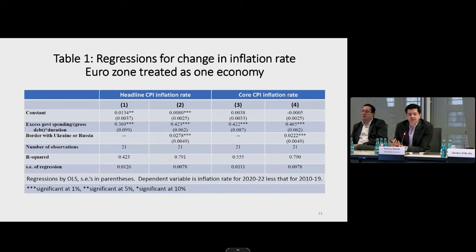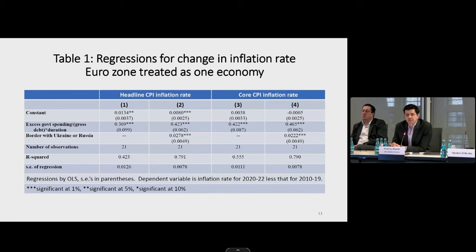So here, essentially, what we are doing, we are regressing the change in inflation post and pre-COVID on the size of the fiscal stimulus rescaled by the amount of outstanding debt and the maturity structure and the average maturity for each country. In the first two columns, you have headline inflation. In the third and fourth, you have core inflation. In column two and column four, we control for the border with Ukraine.